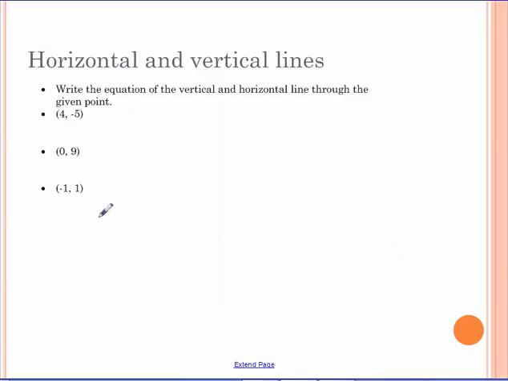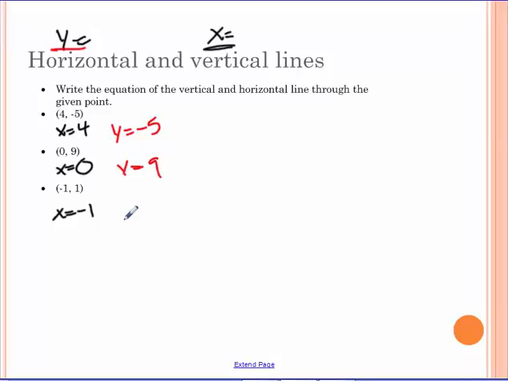Next example, horizontal and vertical lines. Remember, horizontal lines are y equals, vertical lines are x equals. So write the equation of the vertical and horizontal line through the given point. Vertical line is all of your x values. Your horizontal line, so all my vertical lines are here. My horizontal lines will be in red. All my horizontal lines are my y values. How high up and down are you? And then it stays horizontal.